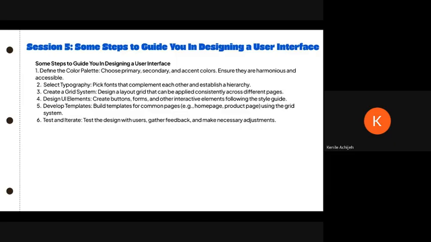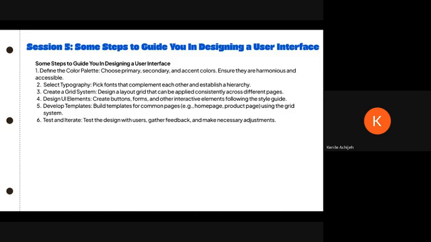Okay, then these are just some steps to guide you in designing a UI. Define the color palettes. I think I made mention of this when I was talking about color theory. Know the color you want to use before jumping into your design. Know which color is your primary color, your secondary color, your accent color, and ensure they are harmonious and accessible. Select typography. Make sure when you're selecting a text, you select a text that has different font sizes. What do I mean by font sizes? It has bold, semi-bold, regular, just like that.